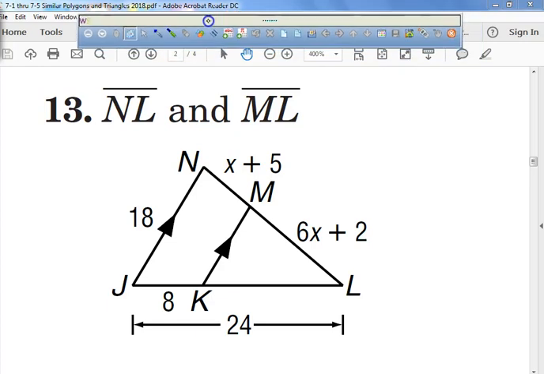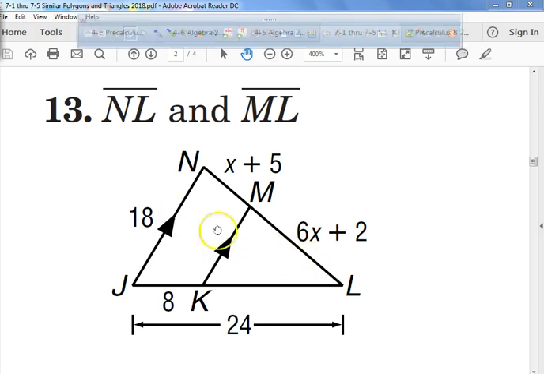We are continuing with similar triangles, and there are going to be 4 things that we're going to be doing in problem number 13. What I'd like you to realize, whenever you understand that these are similar, if you see this triangle here and this triangle here, that's stating that N to J and M to K are parallel. That's pretty important.